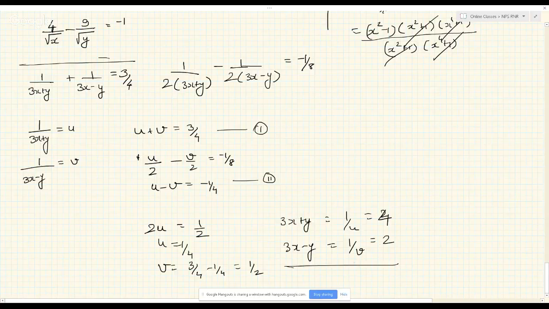Yeah, so add them, you'll get 6x equals 6, this implies x equals 1. And if you put x equals 1, you will get y equals 1.